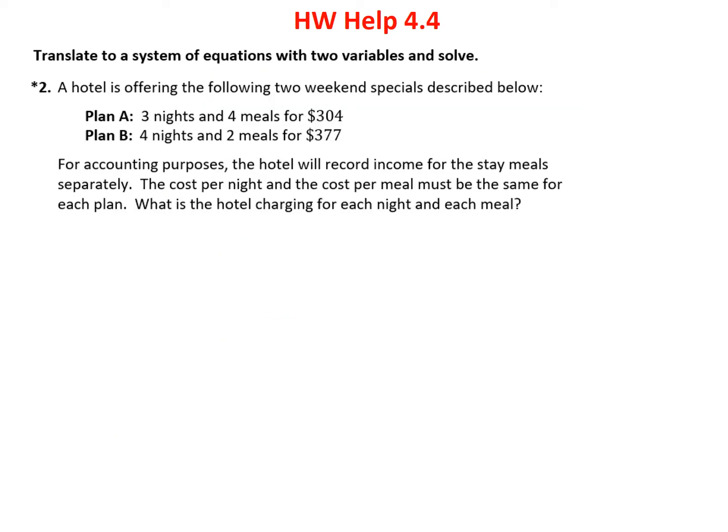Problem 2 has to do with a hotel that's offering some weekend specials. In the first special, if you stay for 3 nights and 4 meals, it costs you $304. In Plan B, you stay for 4 nights, but you only eat there twice, $377. The question is, at that rate, considering that they're charging the same amount per night and same meals, what is the cost per night and cost per meal that they're charging in their special?